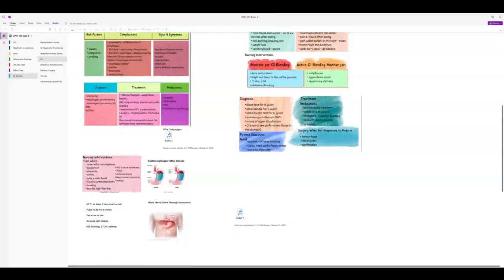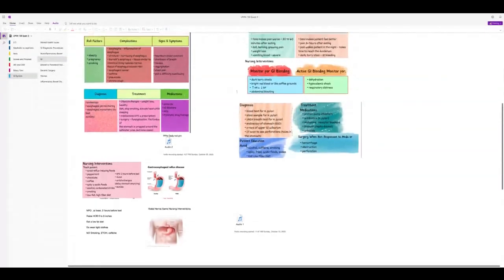A lot of these conditions we're talking about in the GI system, you want to avoid spicy foods, coffee, alcohol, smoking, chocolate, all the good stuff, right? Low fat, high fiber diets. So that's important. Now, also, I mentioned NPO at least 2 hours before bed. Raise the head of the bed 6 to 8 inches. Eat a low fat diet. Don't wear tight clothes. No smoking, no drinking.